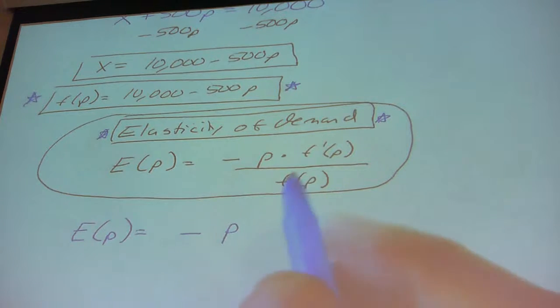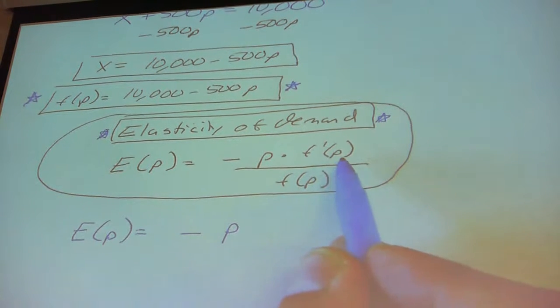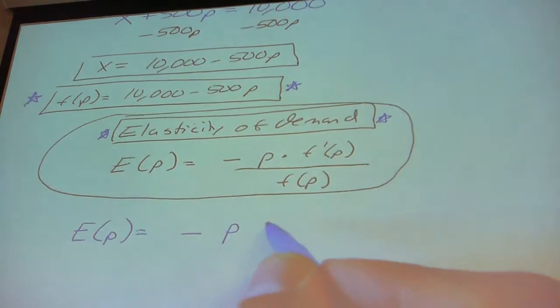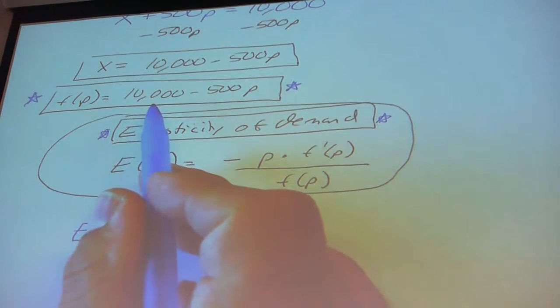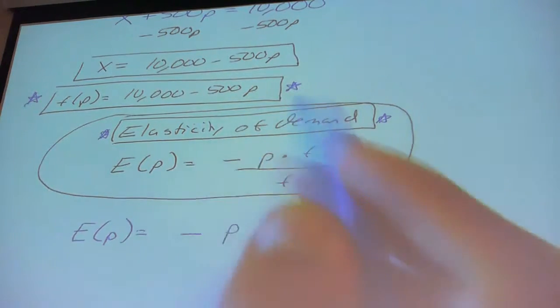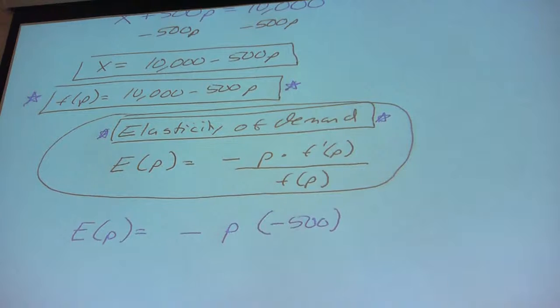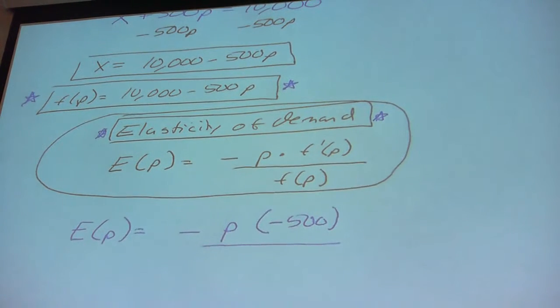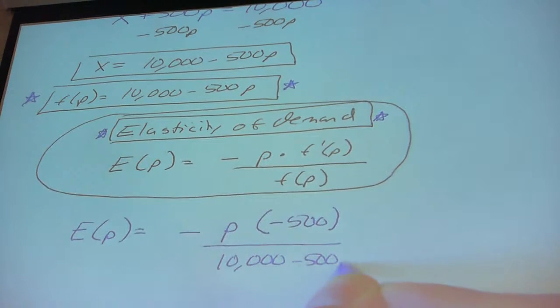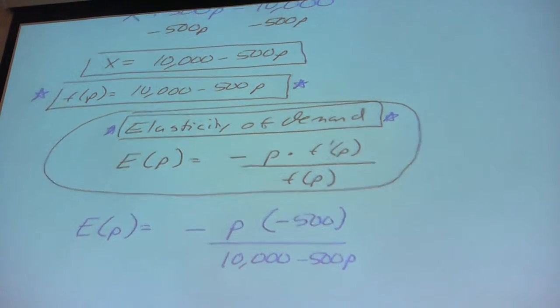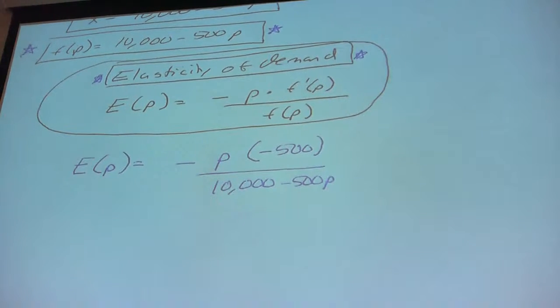What's the next part of the formula? Derivative of the function. So what's the derivative of 10,000? And what's the derivative, be careful, of minus 500P? Perfect. Any questions there? All over what? The original function. Stop there. Any questions on how I got that? I'm going to give you P soon.